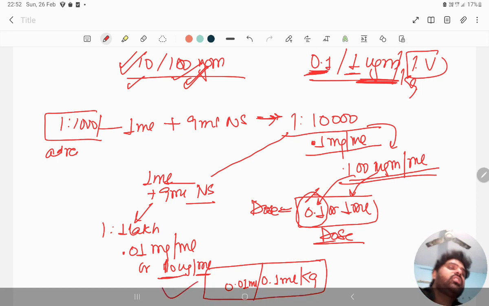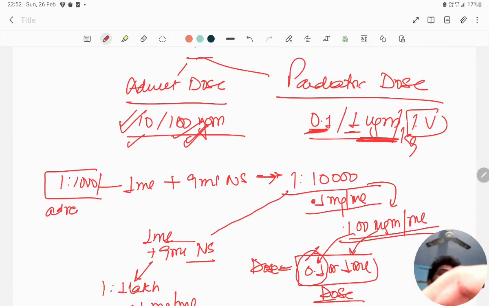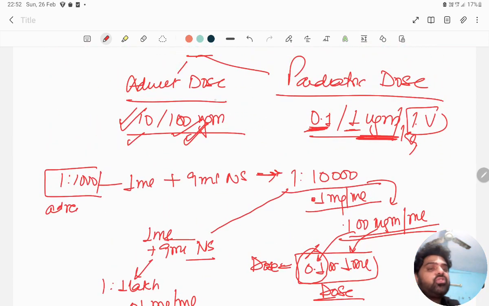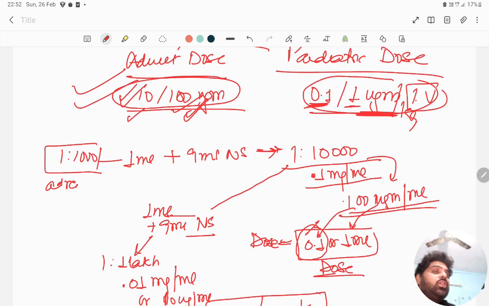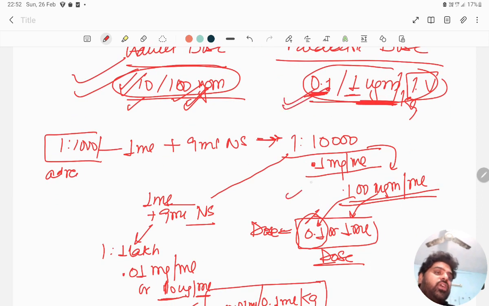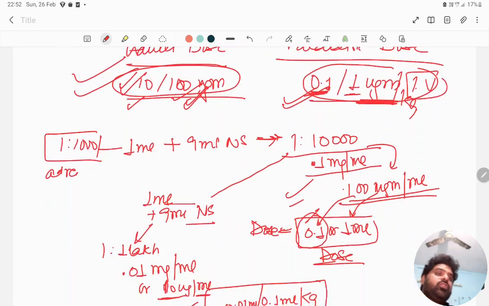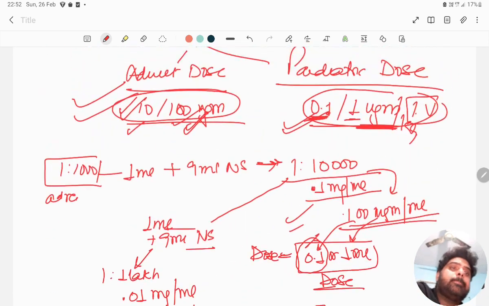So simply, you have to understand the adult dose is 10 to 100 microgram. The pediatric dose is 0.1 to 1 microgram. For giving the adult dose, you have to dilute it once. For giving the pediatric dose, you have to dilute it twice. So this is how you have to give the adrenaline. This is the treatment of the bronchospasm.